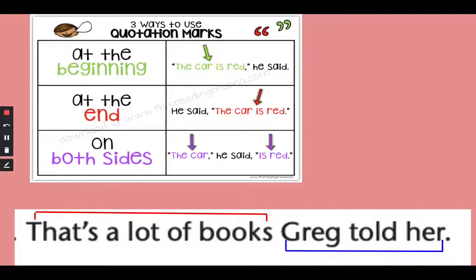Let's look at one more example, and as we look at this example, I want you to think to yourself, which part of the sentence is the who is speaking, and which part of the sentence is what did they say? "That's a lot of books," Greg told her. So I've marked and indicated that there are 2 different parts of the sentence. There is the dialogue, and then there is the way that the author is telling us who is speaking.